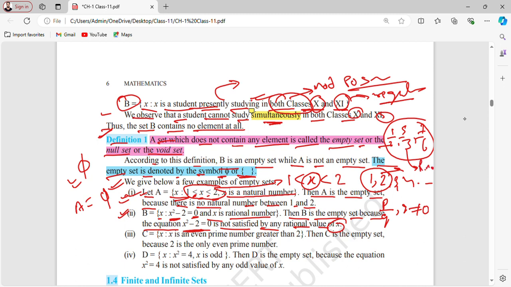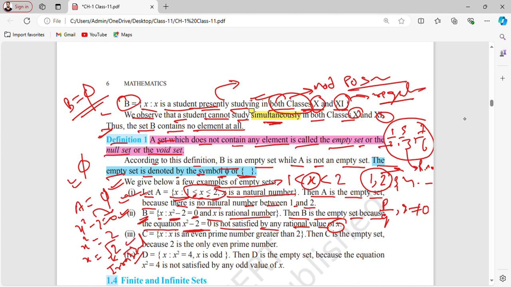If we solve x squared minus 2 equal to 0, then x squared is equal to 2, and x is equal to square root 2. Square root 2 is an irrational number, not a rational number. So that's why we can say B is an empty set. This is the representation of the second part.